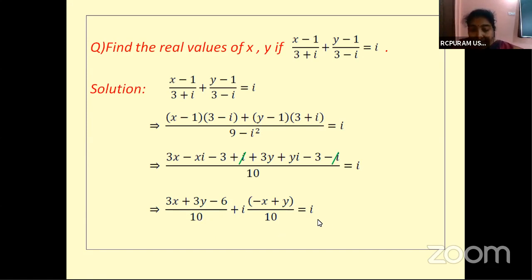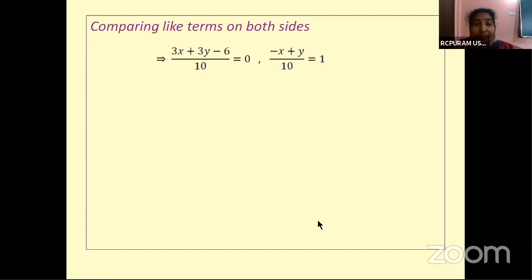Here, comparing the like terms on both sides, we have (3x plus 3y minus 6) by 10 is equal to 0. Why is this 0? Because on your right hand side, you have only i. i is nothing but the real part is missing. So 0 plus i into 1, isn't it? So (3x plus 3y minus 6) by 10 is equal to 0 and (minus x plus y) by 10 is equal to 1.